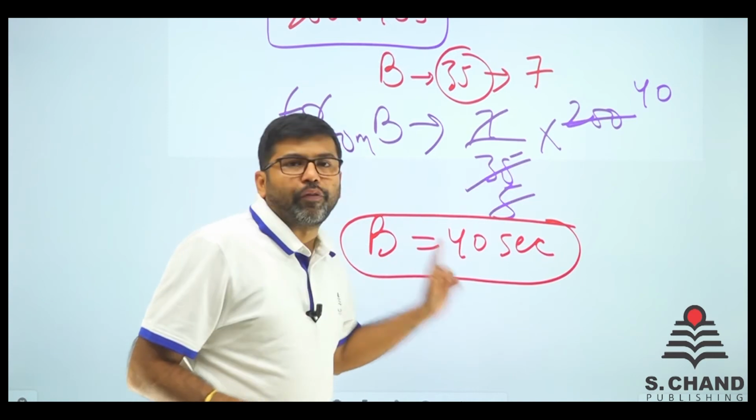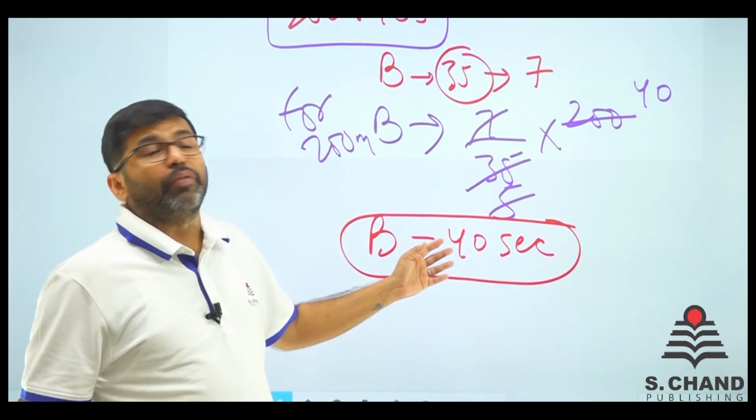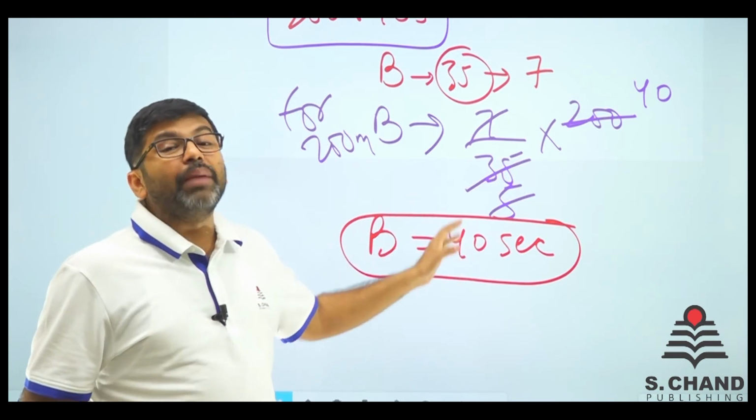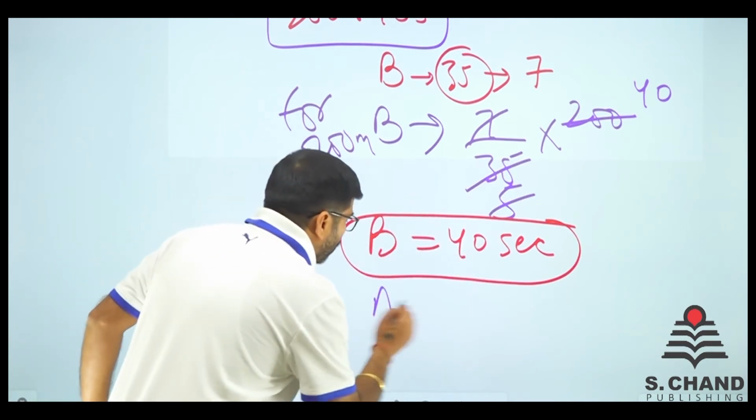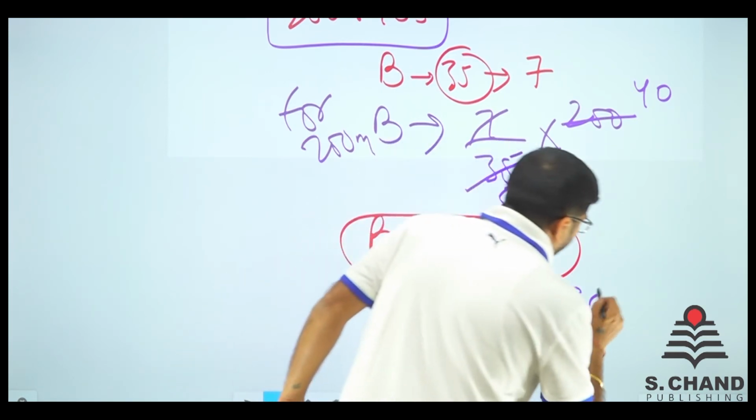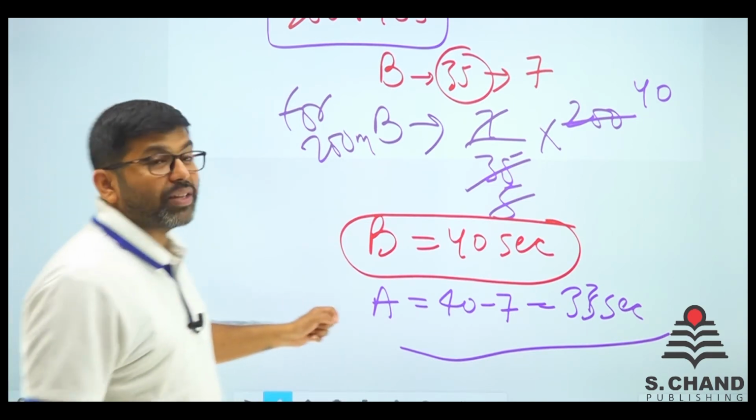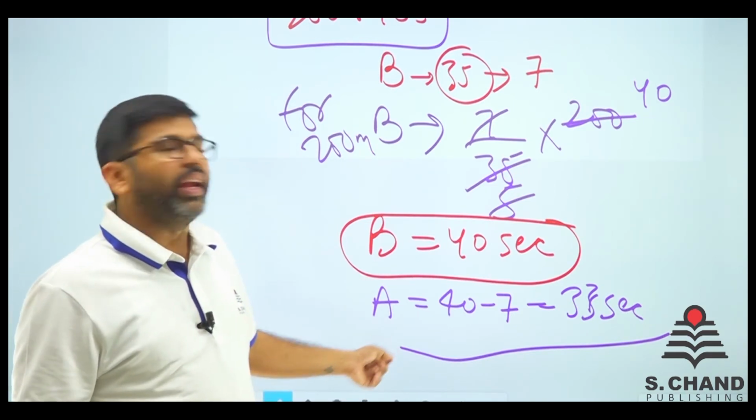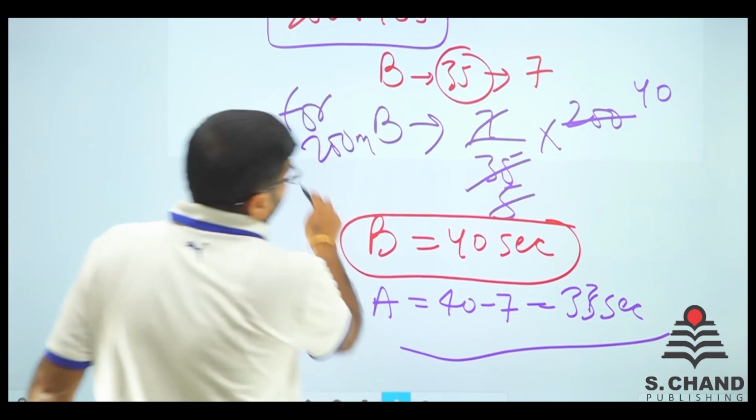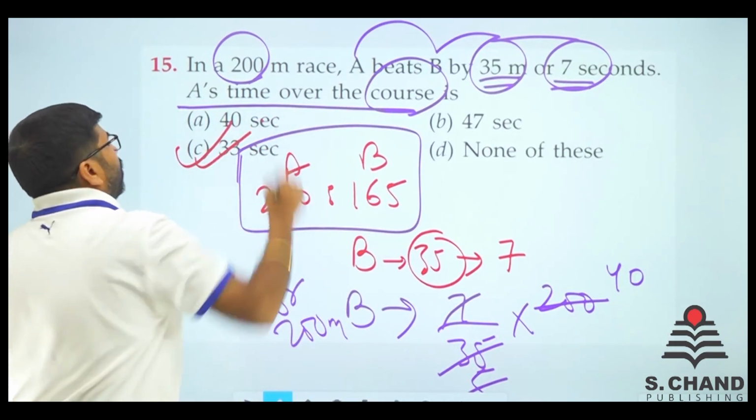So if B took 40 seconds, A took less than this. So A took, let's say for example 7. So 40 minus 7. So A took 40 minus 7 seconds. That is 33 seconds. Now this is what is asked. They asked you how much time did A take. Let's see, is there any option like 33 in the question? Yes, it is. So very simple.